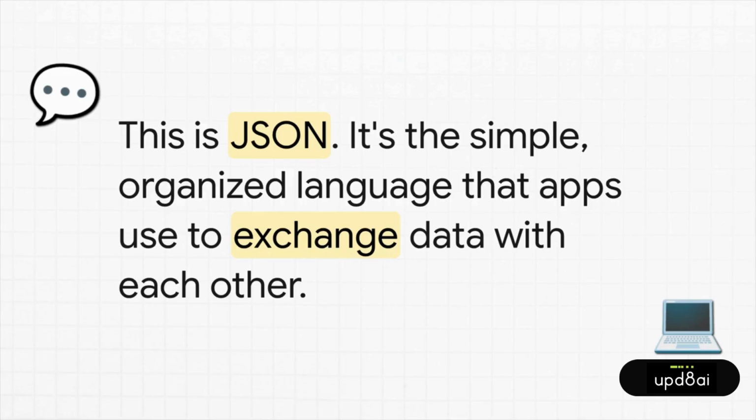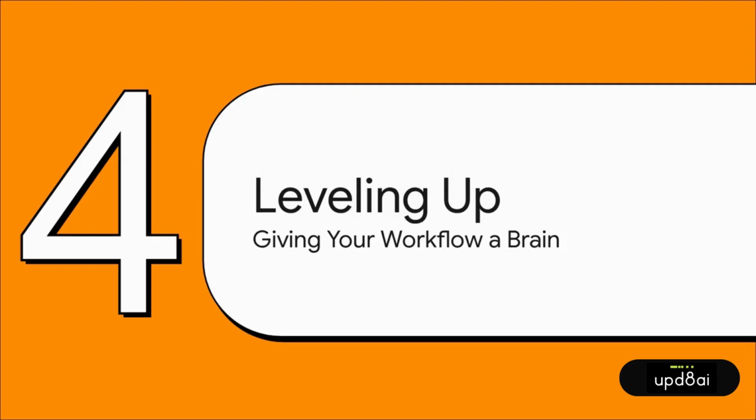Seriously, that's it. Just think of it as the language that all your apps use to talk to each other. All right, so that first automation is pretty sweet. It's efficient, but it's still just following a recipe, right? It's not thinking. So now it's time to level up. Let's give this workflow a brain.